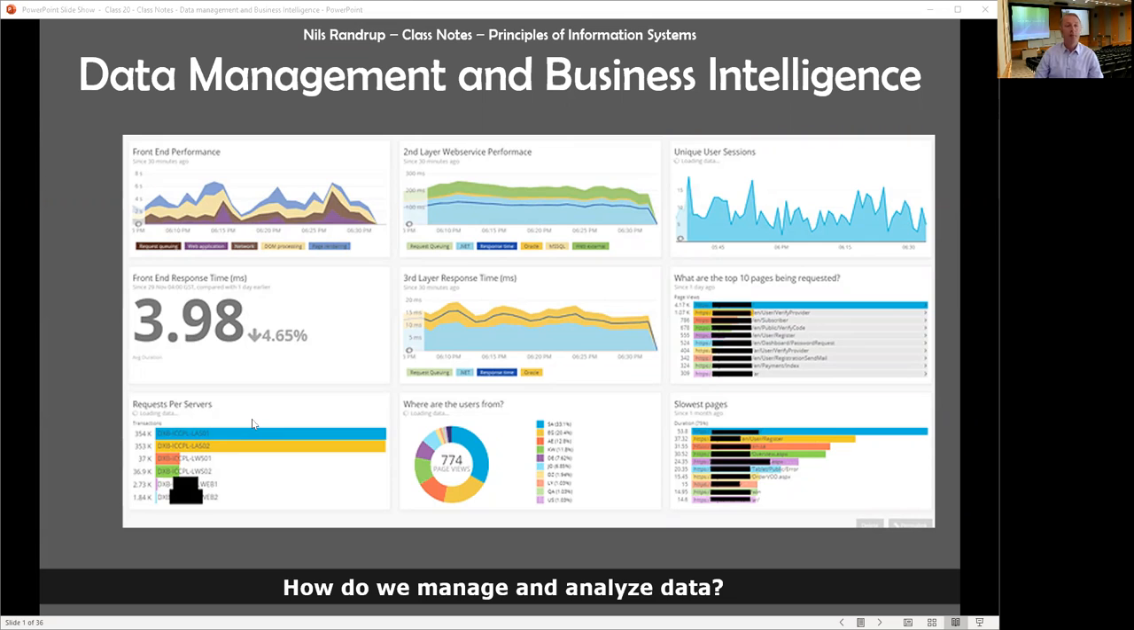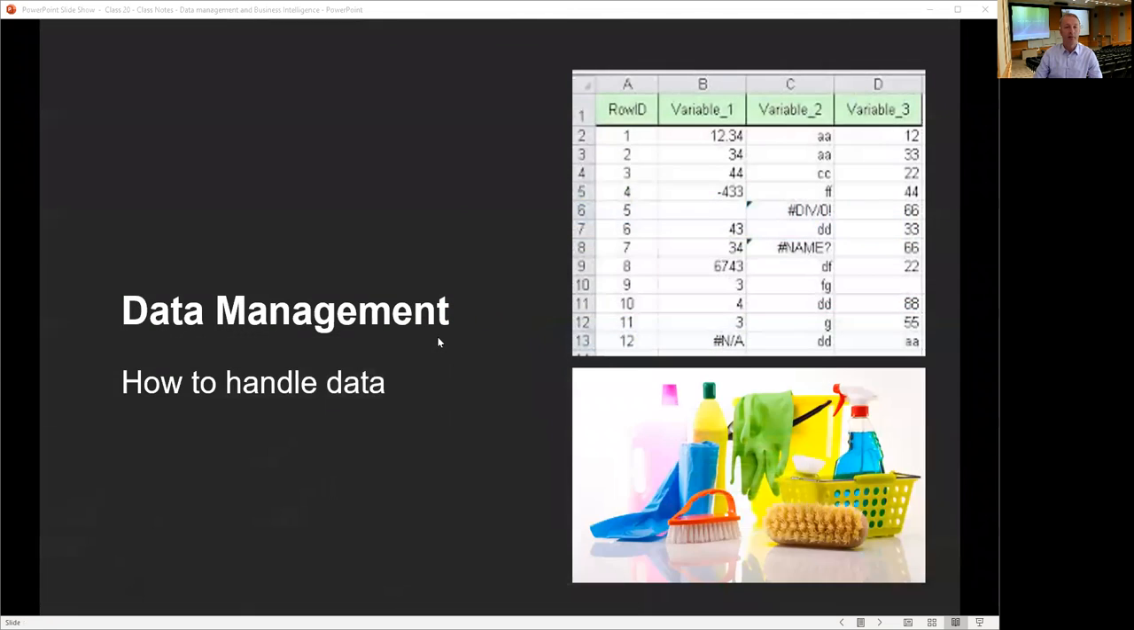Welcome to this class session about data management and business intelligence. In essence, we're going to talk about how we manage and analyze data.